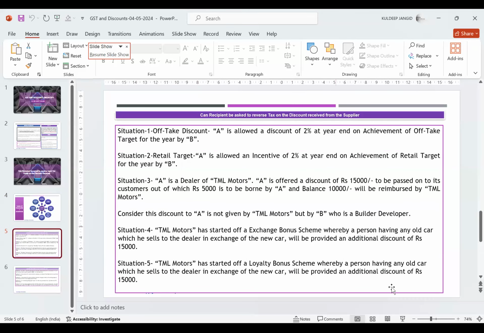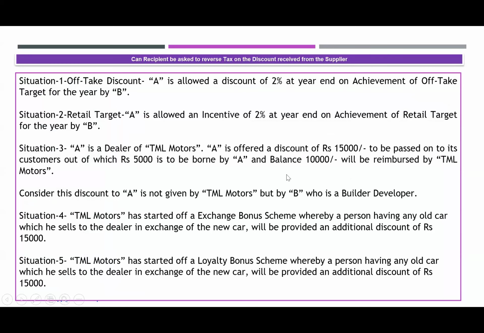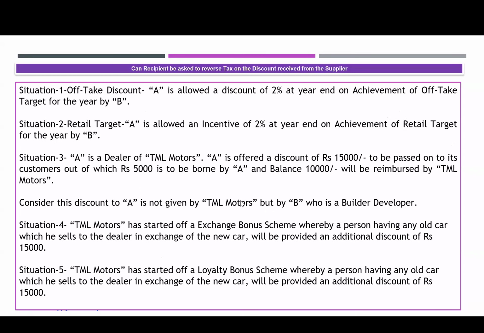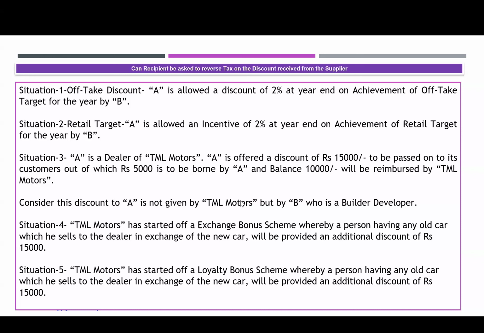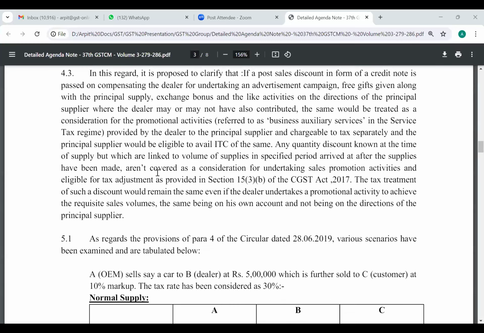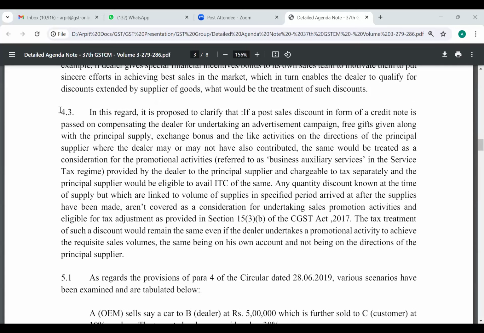Now, there is one thing I would like to share. Now this is the view of the board. I am sharing the agenda.